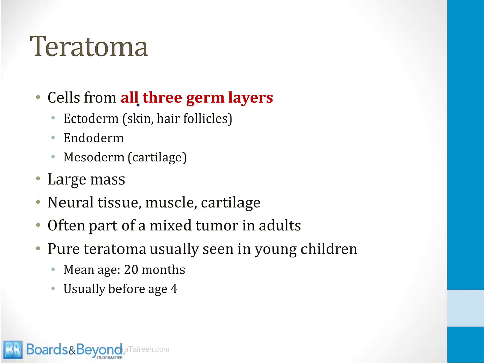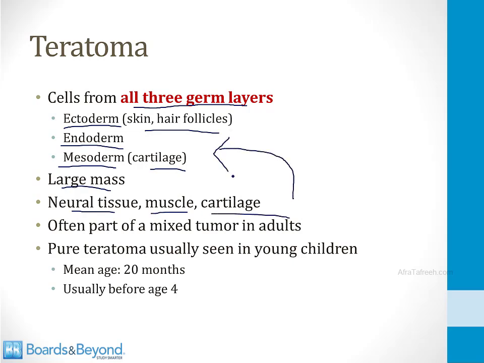There is a teratoma that can form in the testes, and just like teratoma in the ovaries, these tumors contain cells from all three germ layers. So they may have ectoderm cells like skin or hair follicles, they may have endoderm cells like the cells of the GI epithelium, and they may have mesoderm cells like cartilage. They present as a large mass, and on gross pathology there's evidence of neural tissue, muscle, cartilage, and other cell types from all three germ layers.